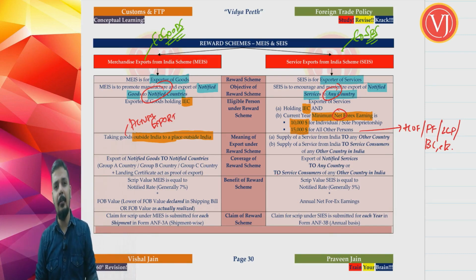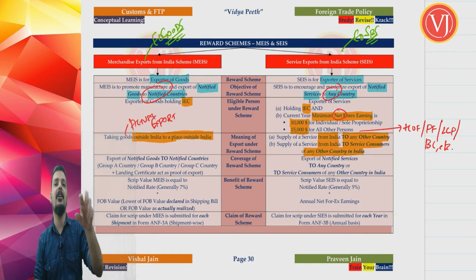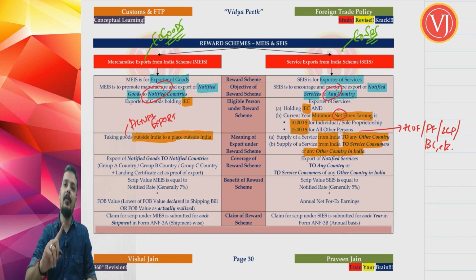Now friends, one more point is, when you talk about this export of service, it can be actual export or a notional or deemed export. So export of service means you are talking about supply of service from India to any other country, which is actual export, or supply of service from India to service consumers of any other country in India, which means that you are supplying services to a foreign national in India. Supply of service to US or supply of service to a US citizen who is there in India, a foreign national who is there in India.